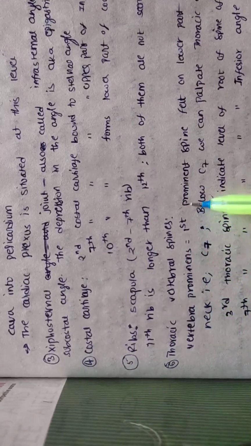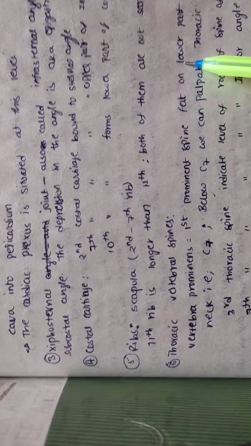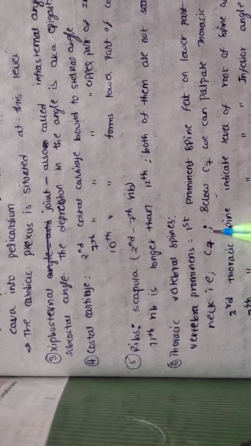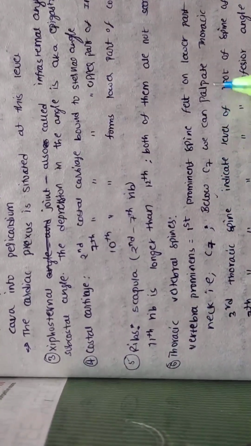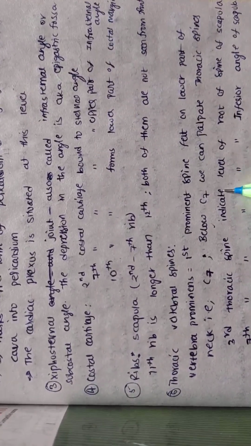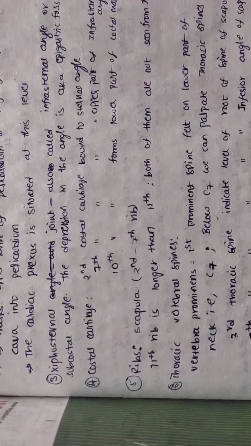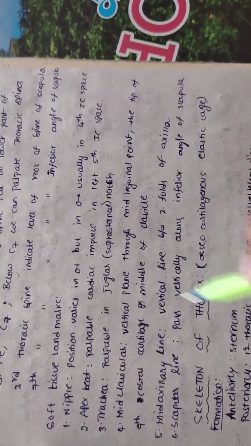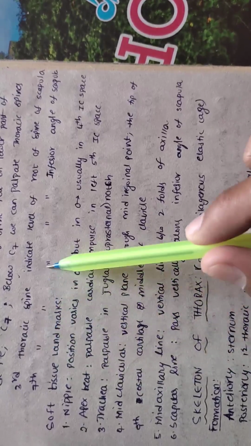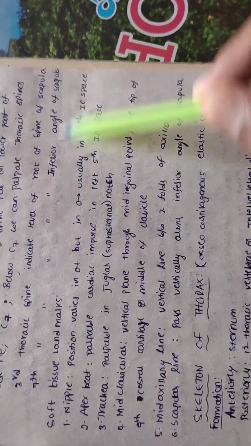Now thoracic vertebral spines. Vertebra prominens means it is the first prominent spine felt on the lower part of the neck, that is C7, means it is a C7 spine. Below C7 we can palpate the thoracic spines. Okay, we can palpate the thoracic spines. Third thoracic spine indicates the level of root of spine. Okay. In the same way 7th thoracic spine indicates the level of inferior angle of the scapula.